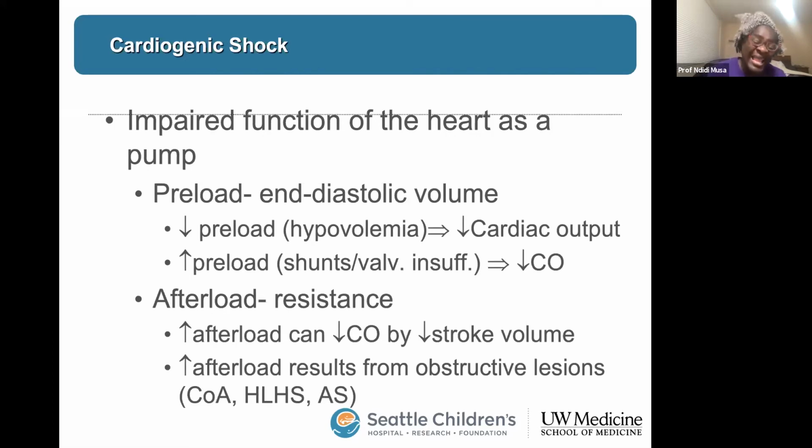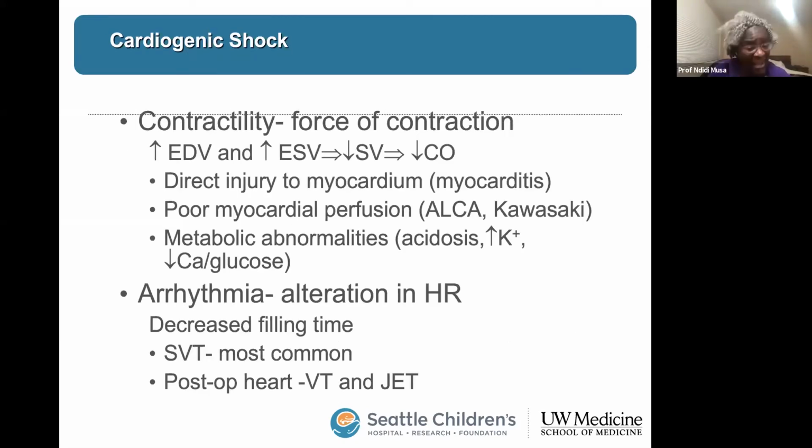You can also have a high afterload, which is seen with patients with obstructive lesions like coarctation of the aorta or aortic stenosis or hypoplastic left heart syndrome. All these things can cause pump failure. You can also have the pump failing from myocardial dysfunction. So your contractility is impaired because of a direct injury to the myocardium as seen in myocarditis, or you have poor myocardial perfusion as seen with Kawasaki's, the disease that has giant coronaries, or you have an abnormal origin of the coronary artery from the pulmonary artery, not the aorta.